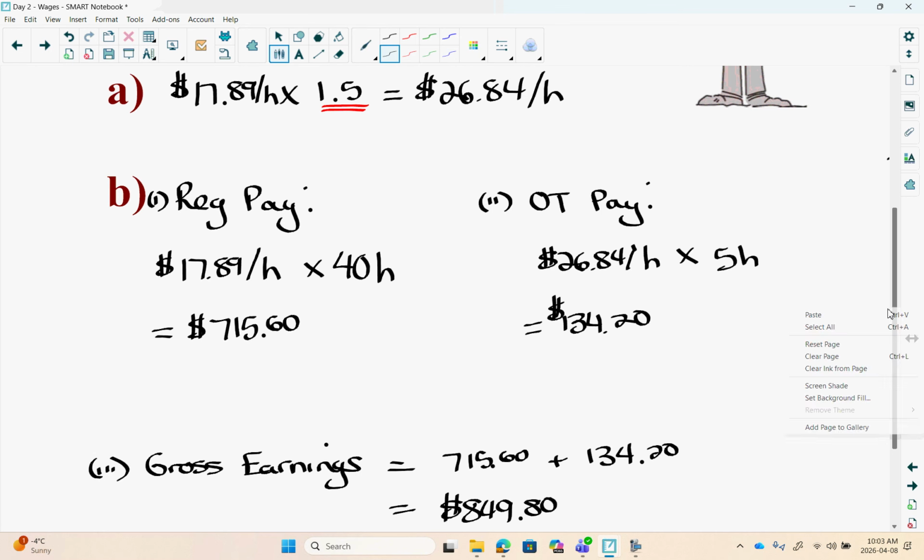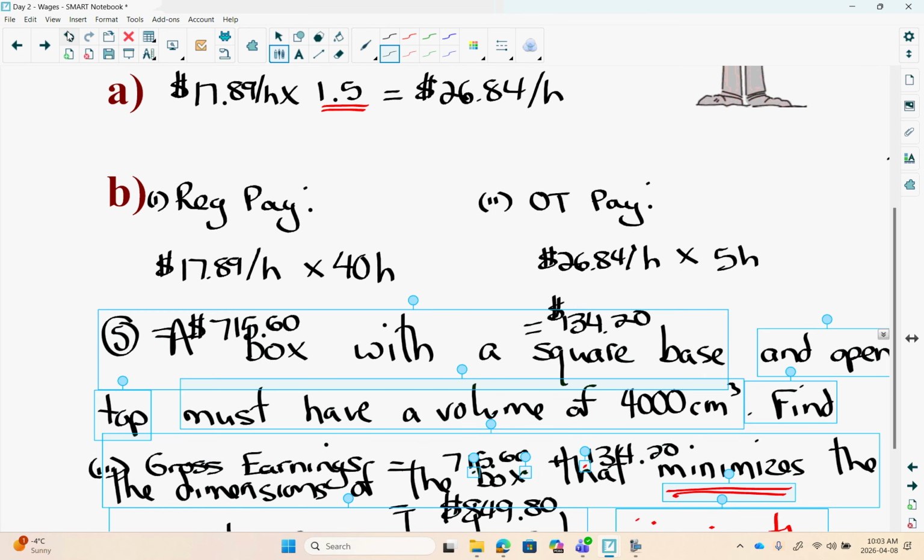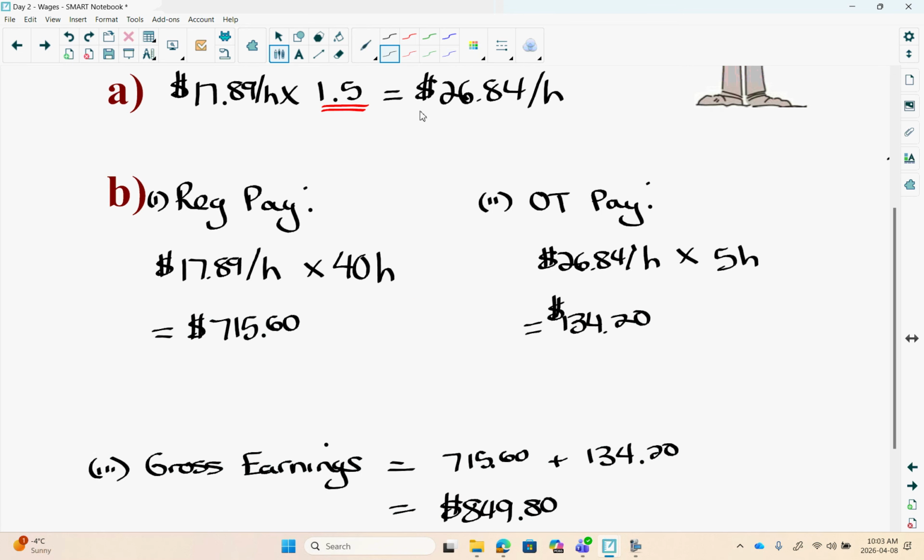Couple things to make sure you're aware of. Where'd the 26.84 come from? 17.89 is the regular hourly rate times 1.5 because it was time and a half. Where'd this 5 come from? 45 hours total minus the 40 regular hours, 5. These two numbers, 40 and 5, have to add up to the total number of hours worked. Okay, moving on.